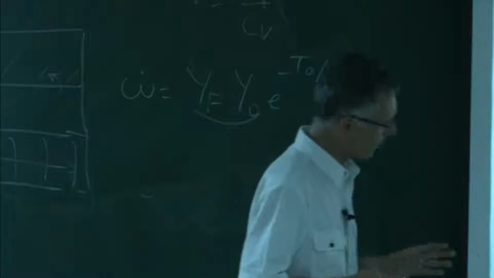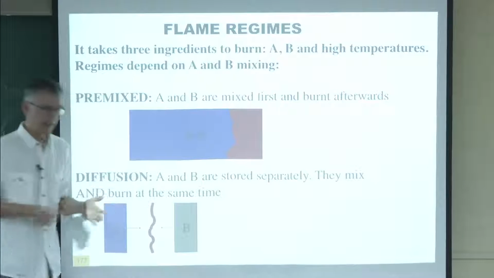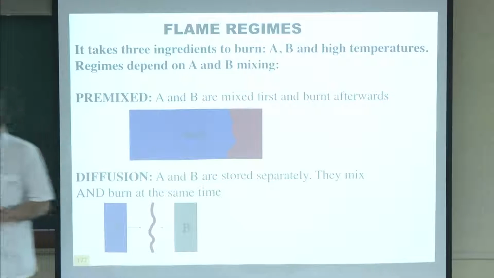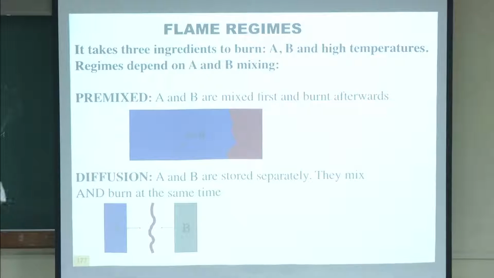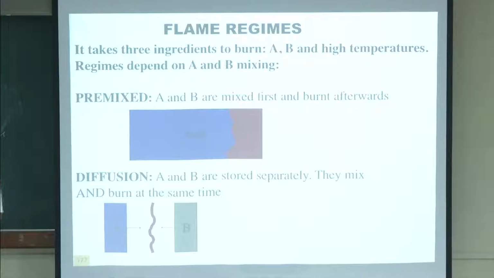In diffusion flames, the idea is to store things separately, and then they mix and they burn at the same time. That's a disturbing notion for beginners, because how can they burn before they mix? You will see that they do that. The theory shows us how to do that. And the nice thing about diffusion flames is that you can control them much more easily, because these two things are not mixed. You cannot have an accident there.